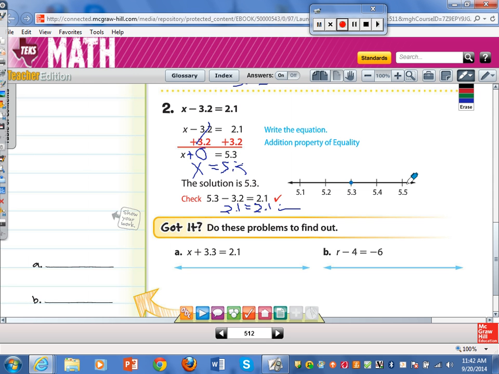Okay, in order for us to know that you are understanding this, you can pause the video at any time and go back and check to see what happened from one step to the other. And then you must do the got it questions. You have to do these problems in order for us to know that you actually saw the video and that you understood the process.